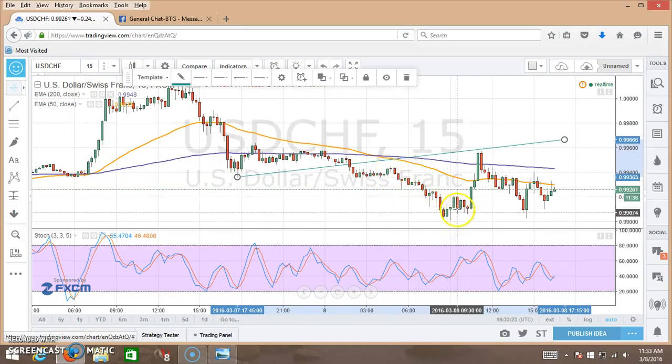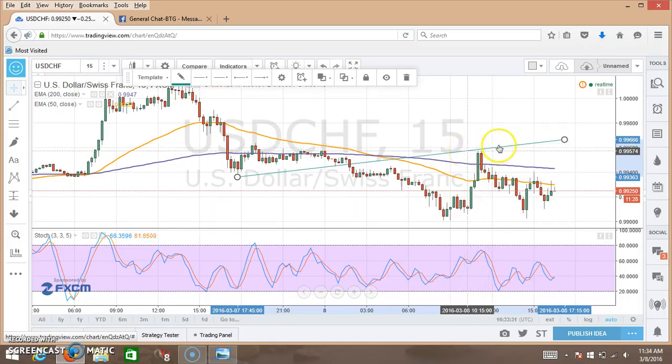It drops down, makes a nice little higher low here, and then shoots right back up. And where does it shoot up to? It shoots right up to our trend line, quote unquote. From there, you can see it's a strong move down. So once I see it bounce off of this trend line, what am I looking for?